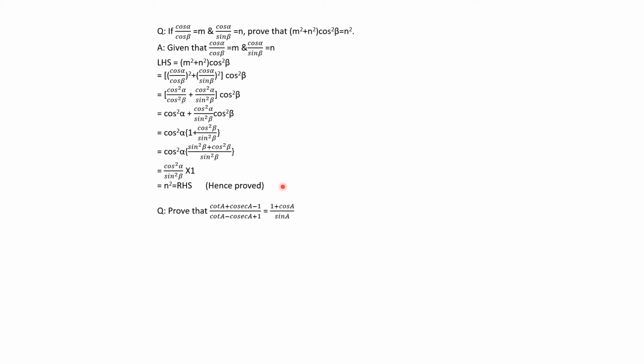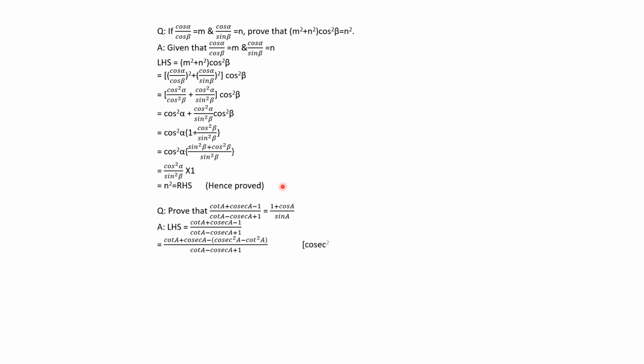Prove that (cot A plus cosec A minus 1) whole divided by (cot A minus cosec A plus 1) equals (1 plus cos A) whole divided by sin A. So the left hand side is (cot A plus cosec A minus 1) whole divided by (cot A minus cosec A plus 1).